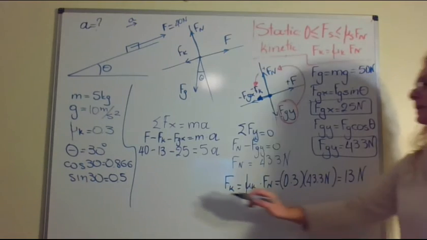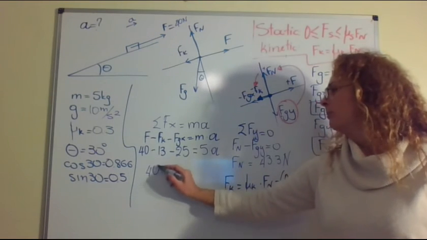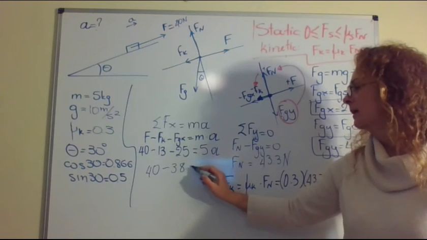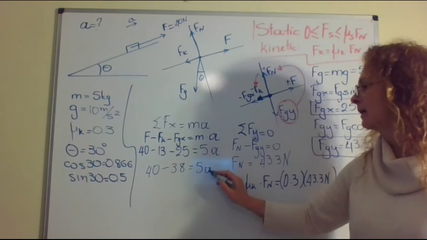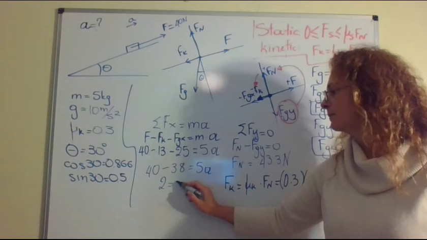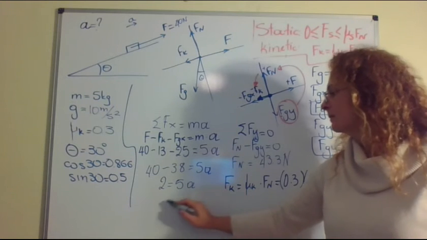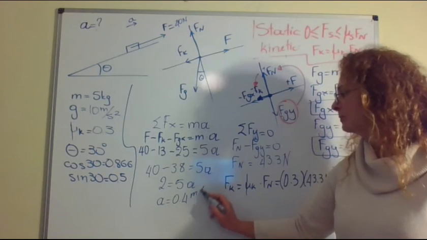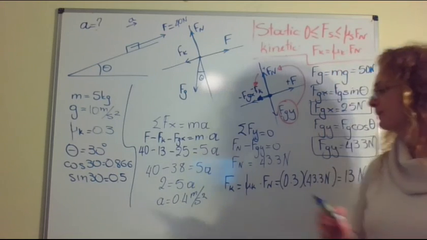So this is 40 minus 38 equals 5a. So my acceleration will be 0.4 meters per second squared.